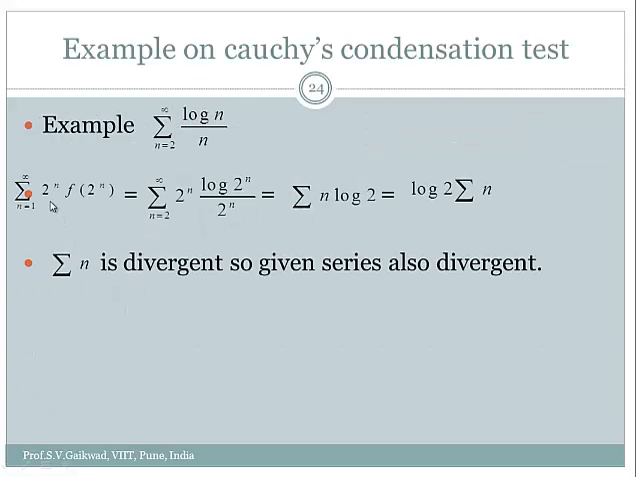Now sigma 2 raised to n f of 2 raised to n, you are getting 2 raised to n, and in this function replace n by 2 raised to n. Simplified form is sigma n log 2. This 2 raised to n cancels straight away. N log 2. Log 2 is constant, take it out. And you know that sigma n is a divergent series. So this series is divergent. So given series is also divergent. That is Cauchy's condensation test.